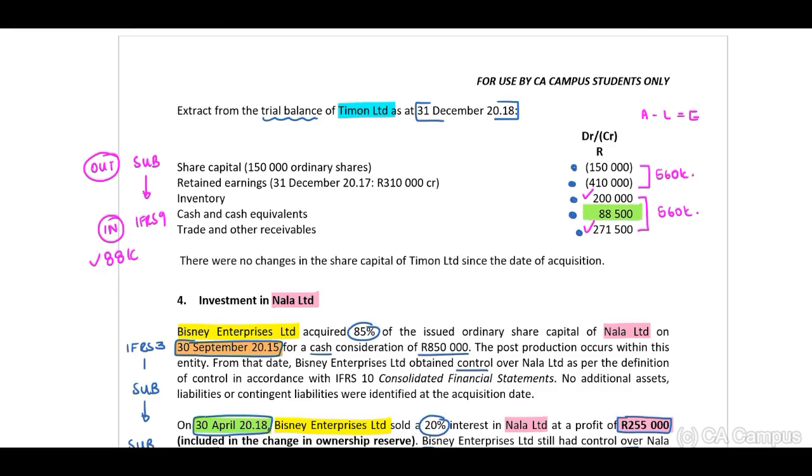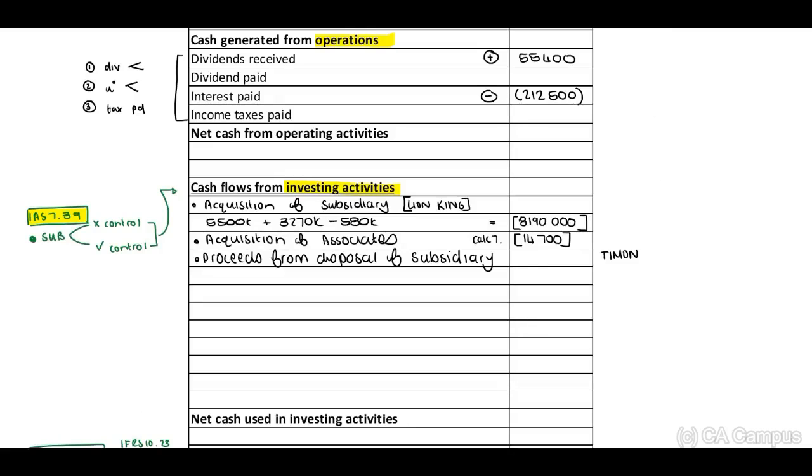Remember, in terms of our cash flow statement, this is cash that was included in our group. We have now sold this. Therefore, we need to deduct this amount, this 88,500. We need to deduct from the consideration received. Therefore, on the face of your cash flow statement, in your cash flows from investing activities, we need to include proceeds from disposal of subsidiary.